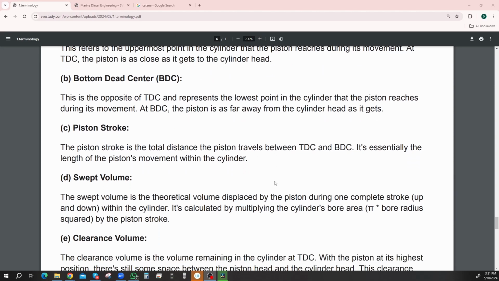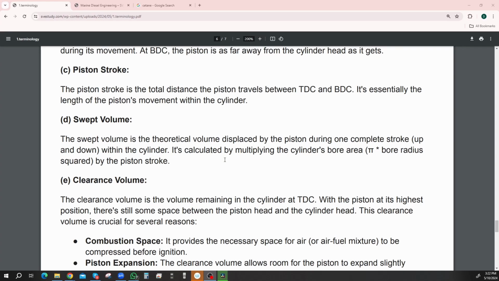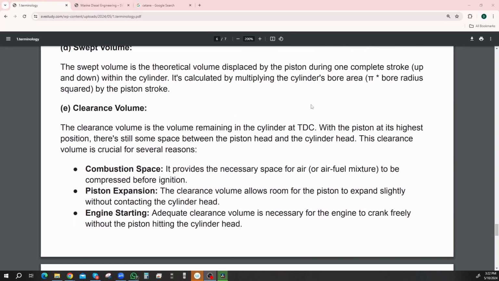Swept volume. The swept volume is the theoretical volume displaced by the piston during one complete stroke. So it's how far the piston is moving, basically up and down within the cylinder. It's calculated by multiplying the cross-sectional area of the cylinder, pi r squared, by the piston stroke, by how high it is. You're just doing the volume of a cylinder. We definitely do that in JES 1 for basic shapes.